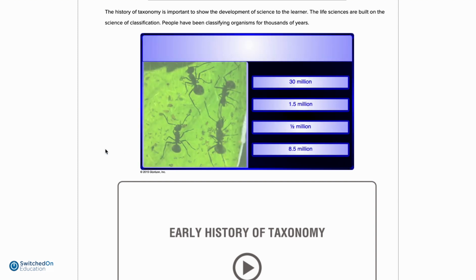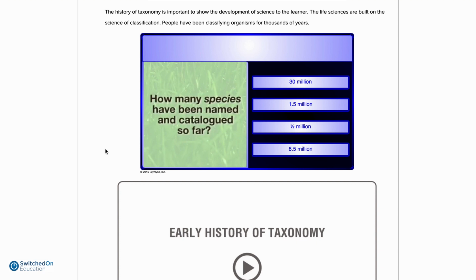Did you know that there are more than 10,000 known ant species around the world? How many species have been named and cataloged so far?